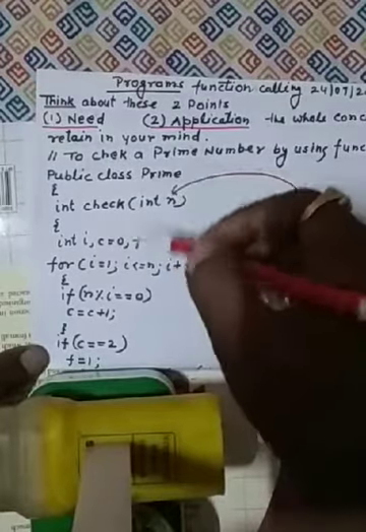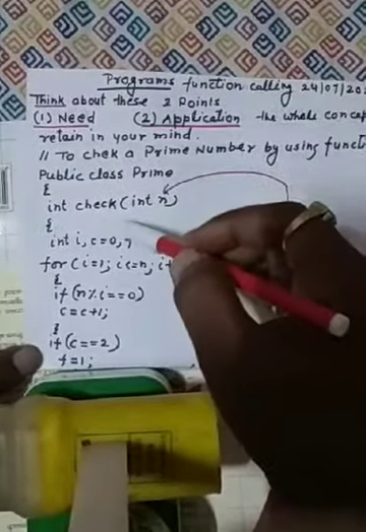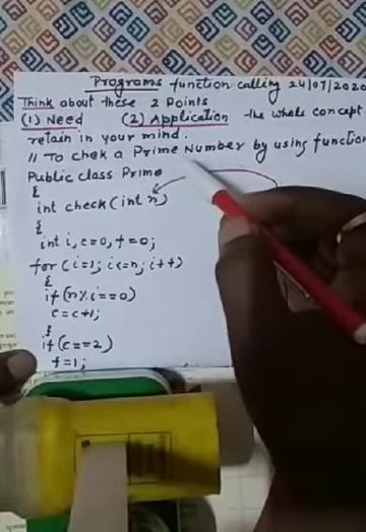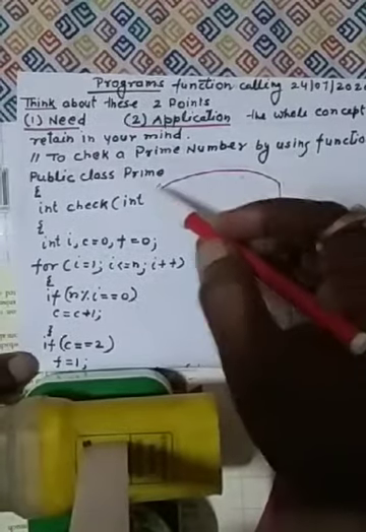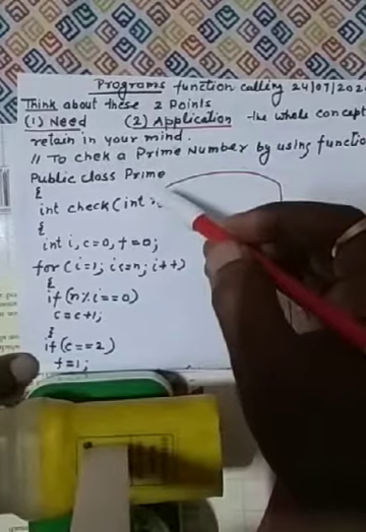The second point is application. So what is the application of this one? I am applying function calling in this program. The program checks whether an inputted number is prime or not. So what is a prime number? For example, you can take 5 as a prime number. Why is it a prime number?